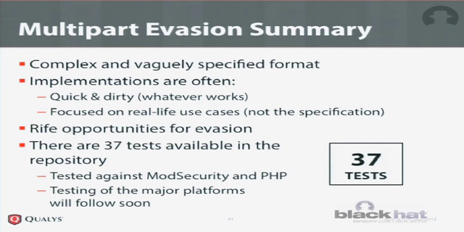So this is the summary of the multipart evasion. As I said previously, it's a very vague area. It's very prone to evasion. I wouldn't be surprised if there are more issues here. And I think certainly that my 37 test cases could be improved. And I actually have a number of other items on my to-do list where I want to revisit this particular area. You can download this test from the repository. I've only tested ModSecurity in Apache because this is what I had access to. I'd be really interested to see how other web application firewalls do.